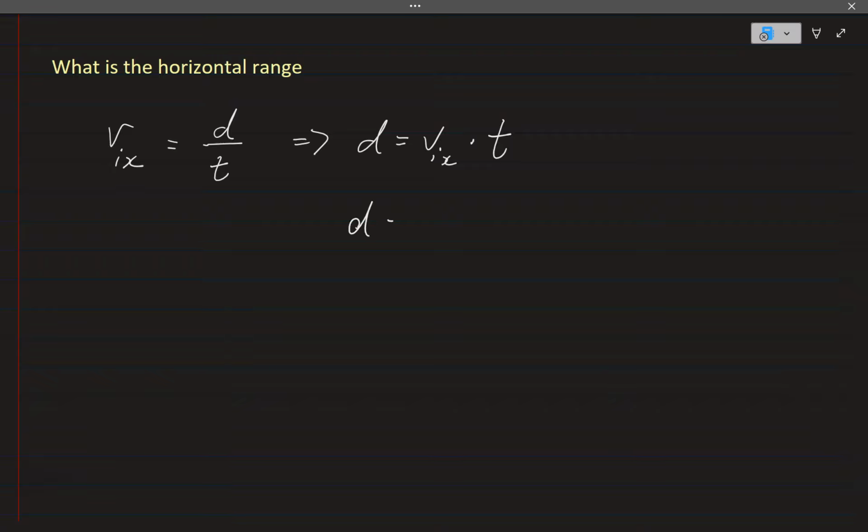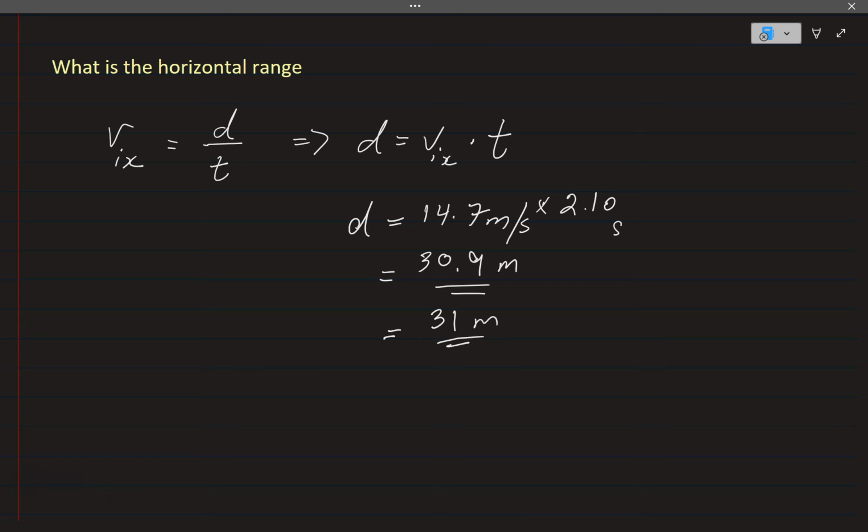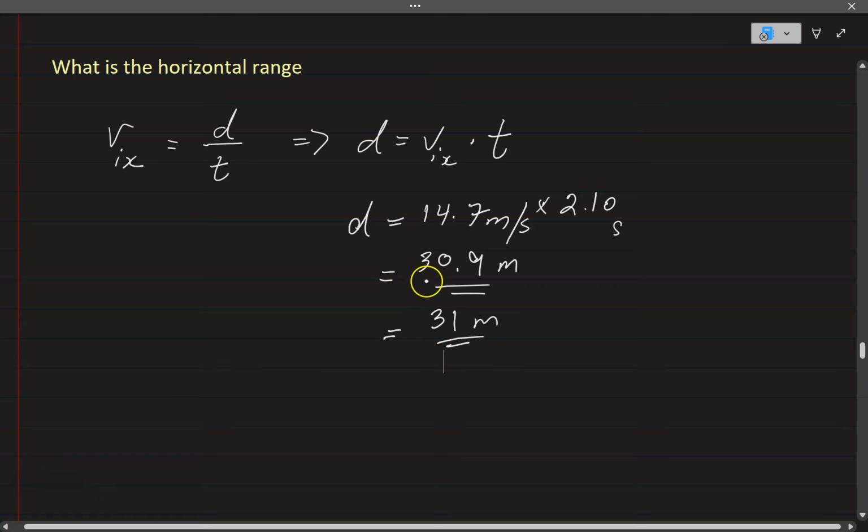Now we're going to plug in numbers and get the values. 14.7 meters per second times the time that we already know, which is 2.10 seconds. Okay, that's a multiplication, and for the final answer we get 30.9 meters, and if you round it up, 31 meters. That is the answer to the last part of question number 2. Okay, let's look at question number 3.